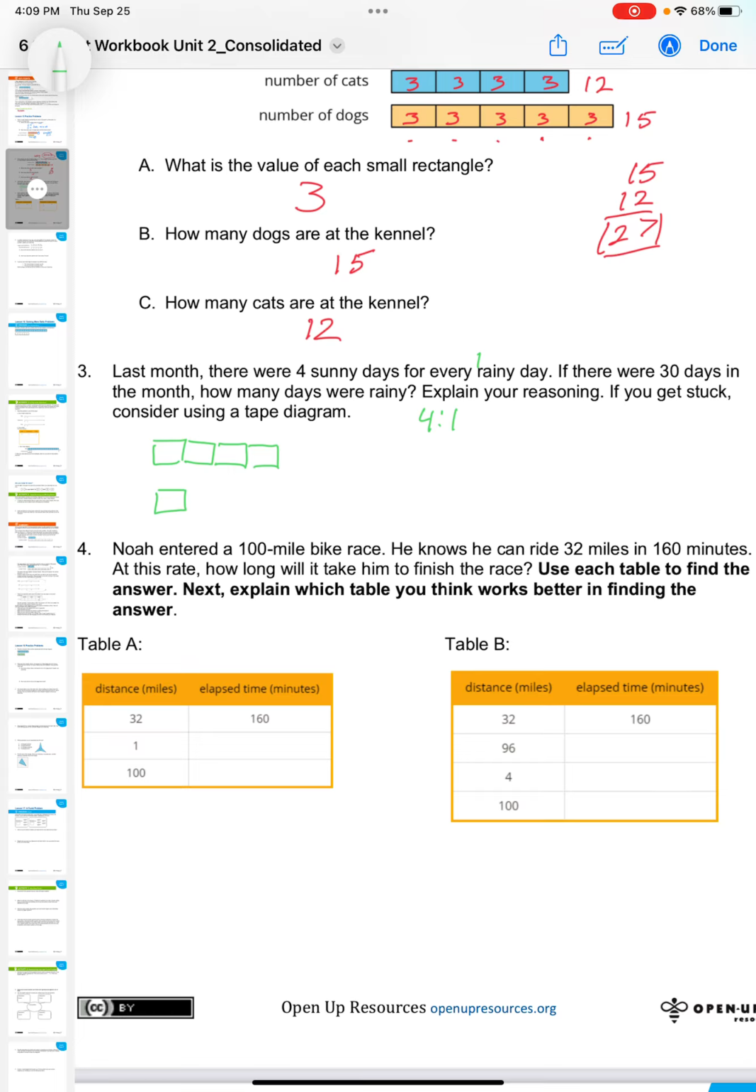Well, 4 plus 1 is 5, and there are 30 days. Well, that means 30 divided by 5 is 6. So that means each of these is represented by 6. So how many rainy days were there? Well, this is sunny, and so this is rainy. So that means that there were 24 sunny days and 6 rainy.